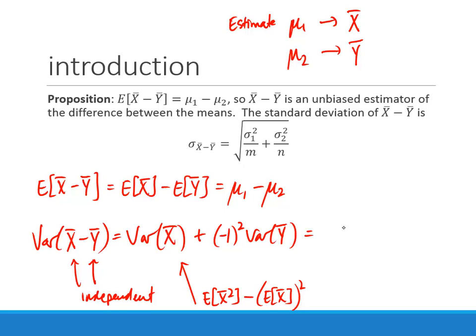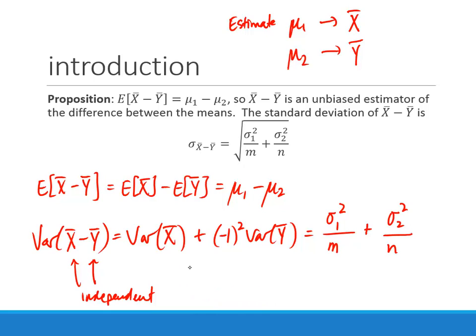So the variance of my x's was sigma 1 squared, and I had m of those. The variance of my y's was sigma 2 squared, and I had n y's. So my sample size for the y's was n. So the standard deviation of my estimate, the standard deviation of x bar minus y bar, is just the square root of that: sigma 1 squared over m plus sigma 2 squared over n.